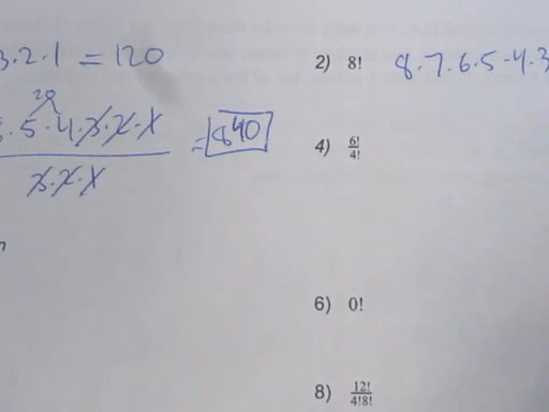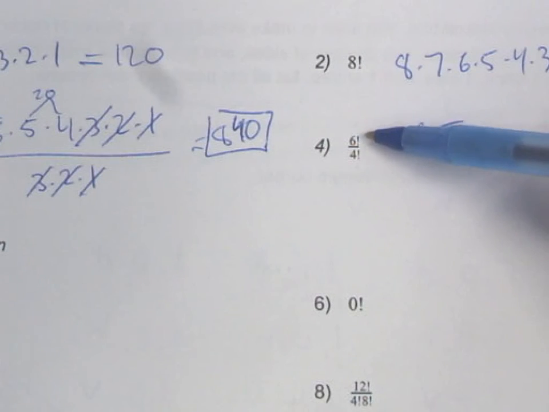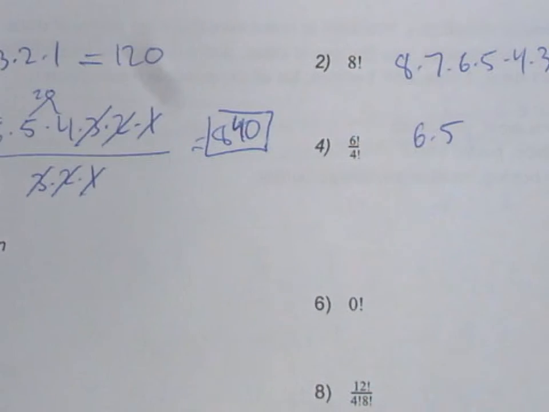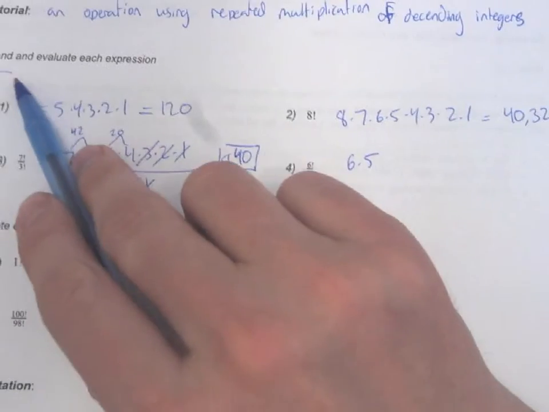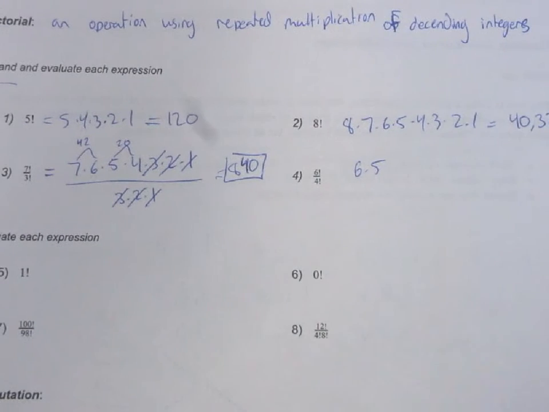So what this would be is just 6 times 5. So count down from 6, but when you hit 4, throw everything else away. Now if you want to see that, you can write it out. And that's what we're doing. We're expanding here because we just want to look for some patterns.